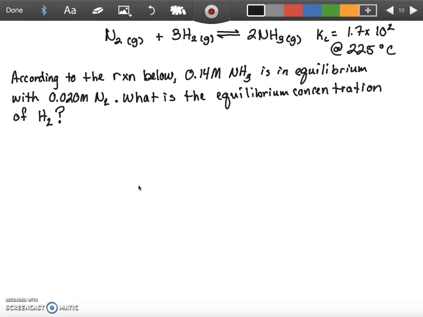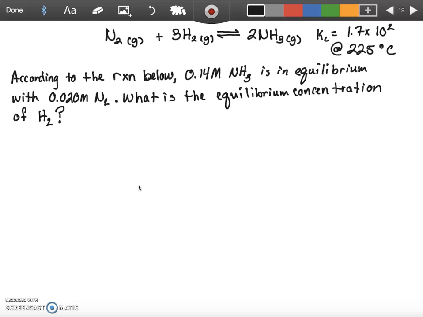And then it gave us the Kc already, the equilibrium constant, which is 1.7 times 10 to the second power when the reaction's at 225 degrees Celsius. This information is not that important right here, it just gives it to us in this case. Okay, so this is still an equilibrium problem, so we're going to need to start off by setting up an equilibrium expression. And let's check to make sure that we can use all this up here in the equilibrium expression.